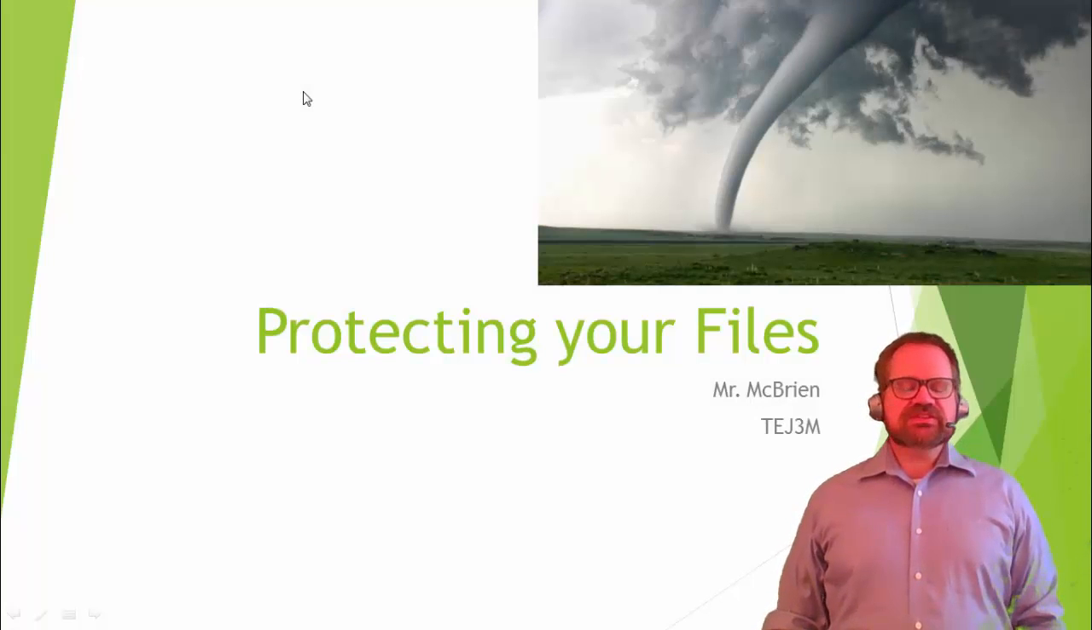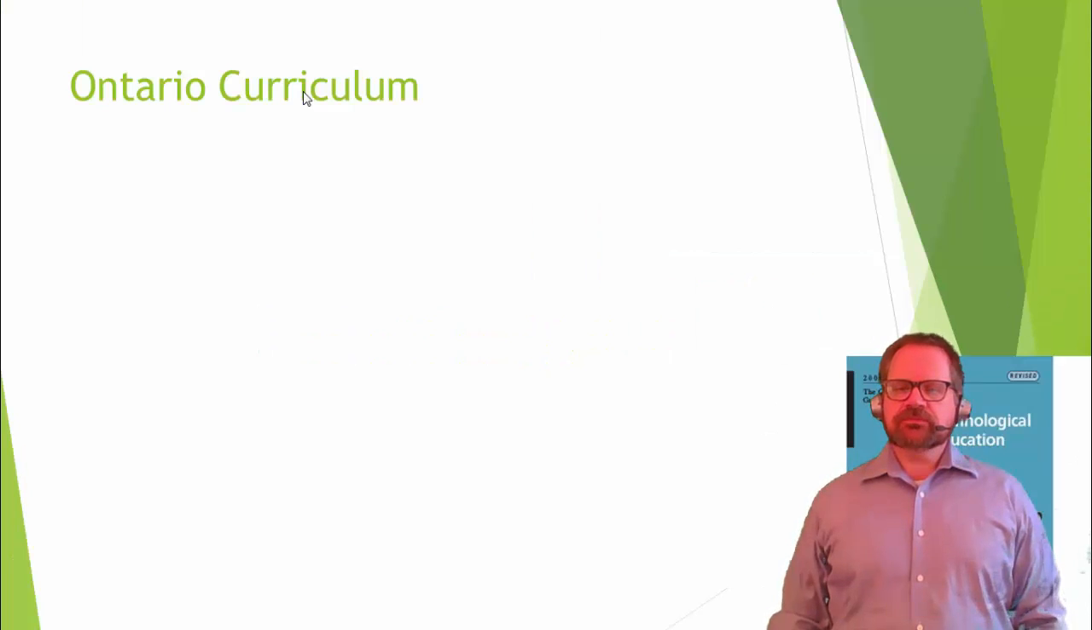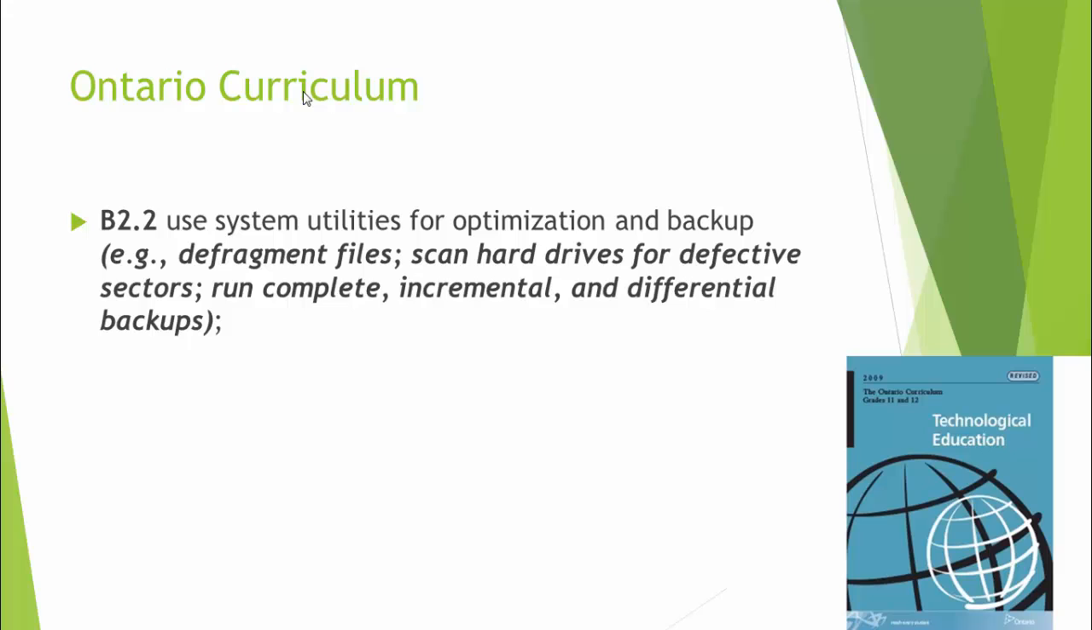I'm Mr. McBrien. This is TJ3M, protecting your files. Ontario would like for us to be able to use system utilities for optimization and backup. And that's what we'll talk about today.